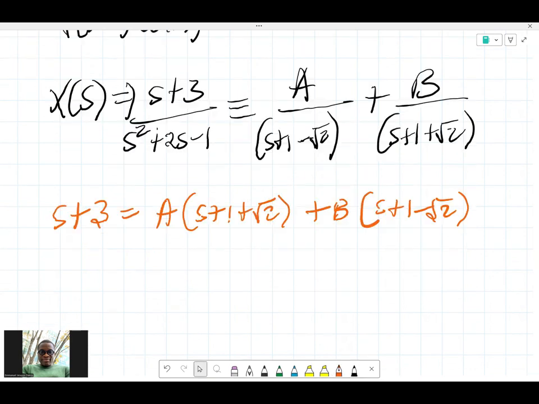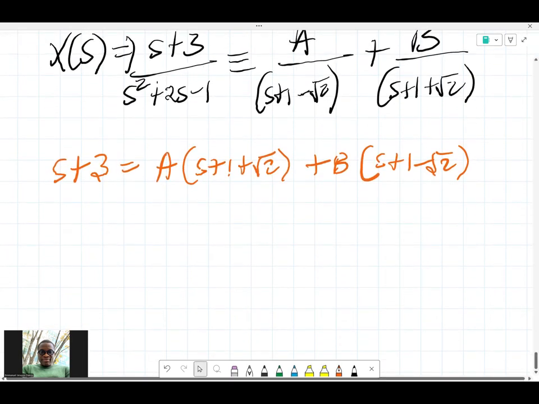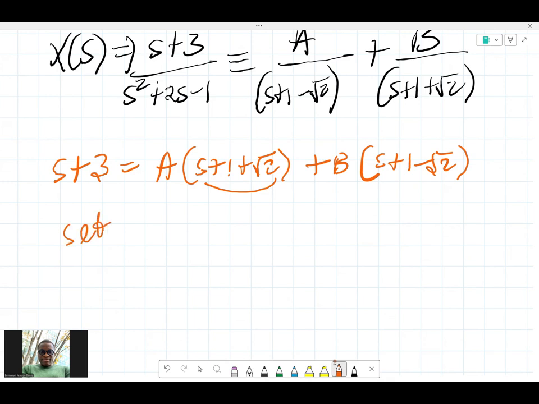So that can be the way around this. In this case, we already know that if we want to get rid of 1, we set this to 0. If we set this to 0, it means that once s is equal to minus 1 plus root 2 in brackets, it can eliminate whatever you have there. So we can set s to minus 1 plus root 2.